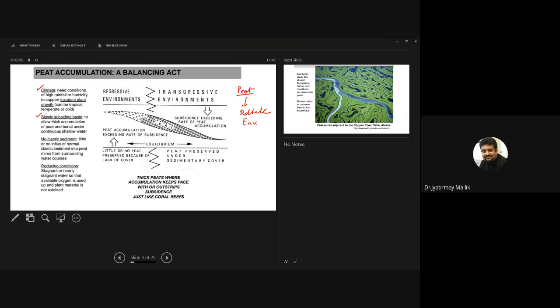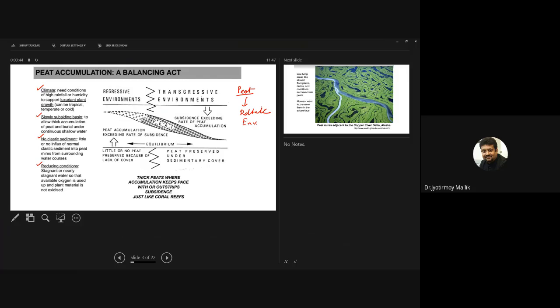So there should be a very low amount of clastic sediment influx into your basin where peat is being formed. And last but not the least, you need a reducing environment, because if it is an oxic environment, what would happen? All the woody material which is being accumulated will be decomposed. It will not be preserved, and will decompose into carbon dioxide, right? So you don't want that to happen. So you need a reducing condition as well.